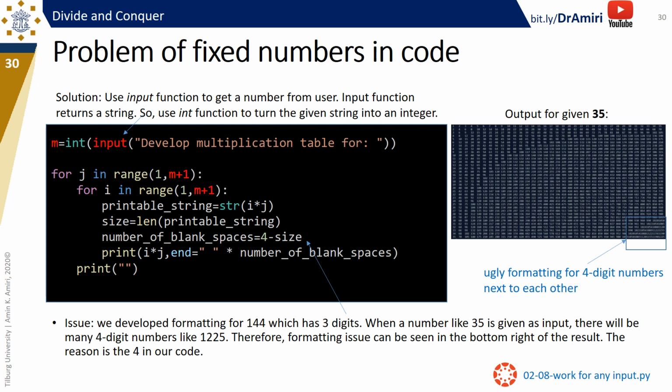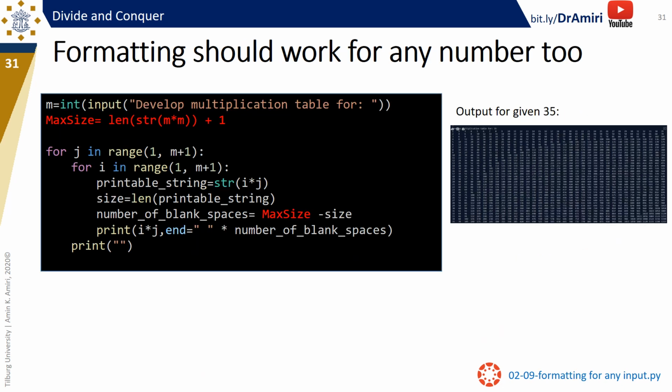You need to take care of all the fixed numbers in the code. Think about how having a fixed number can cause issues for your program. So this is the way that I am going to resolve it. I'm going to replace that 4 with a variable, max size. Then I try to calculate what the max size would be. And I do that by calculating the biggest number, which is the multiplication of m by m.